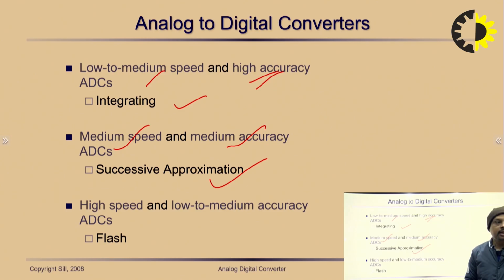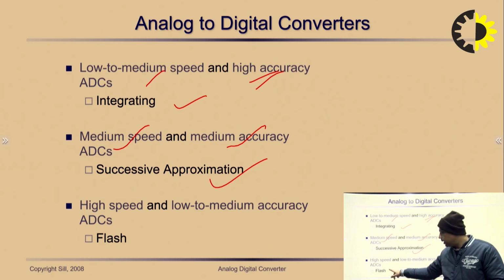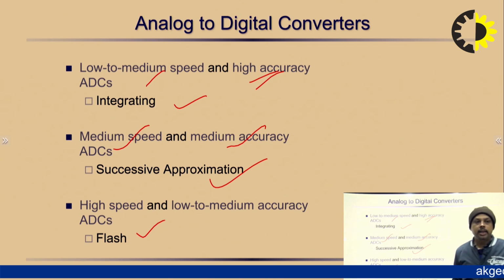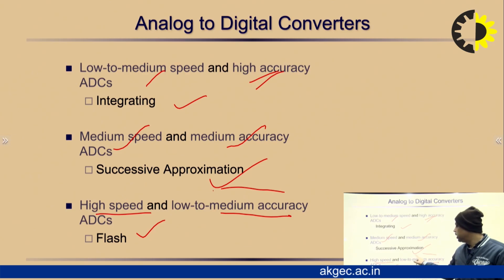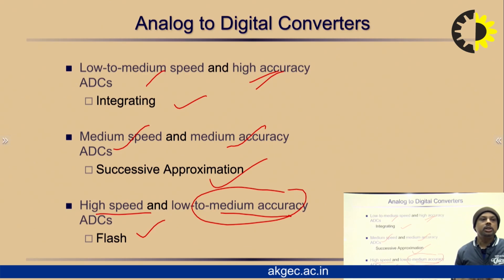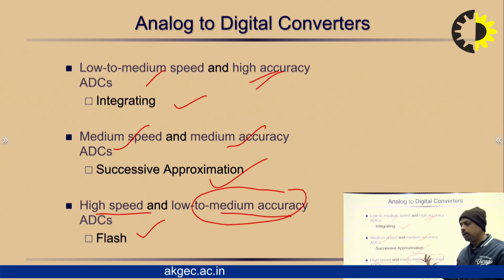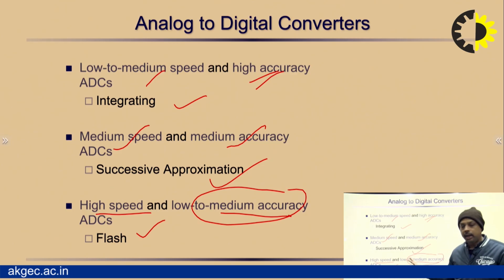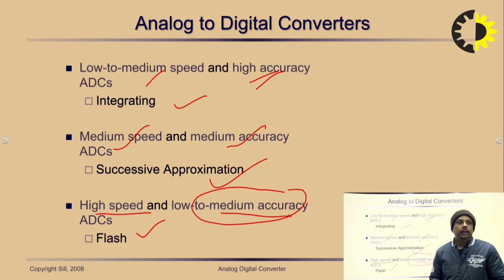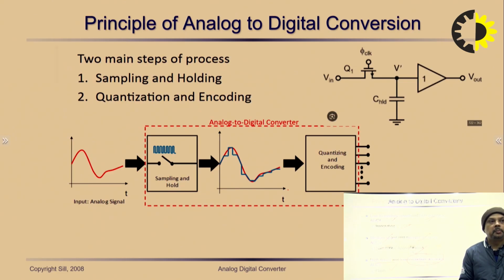The third one is the flash type converter. In this case, the accuracy is very low, but the speed is very high. We can also manage to increase the accuracy by increasing the complexity of the circuit, but it takes a lot of cost as well as a lot of space on the IC. So we generally use flash type converters where the accuracy is not required so much, while speed is one of the judgment parameters.